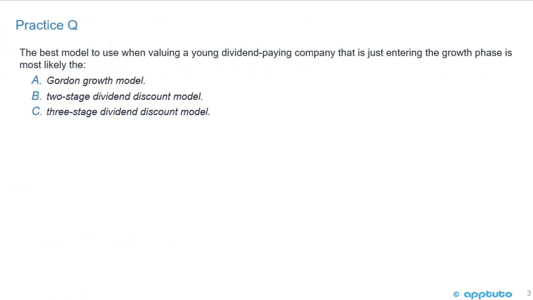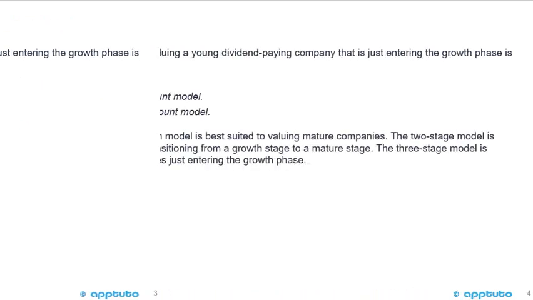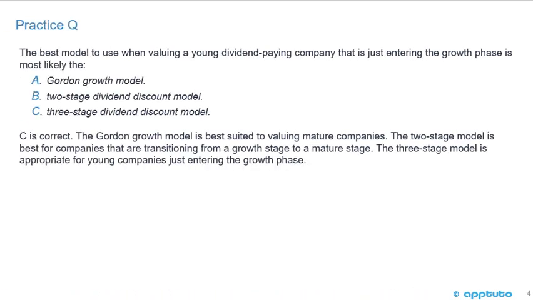So a quick practice question to check our understanding. The best model to use when valuing a young dividend-paying company that is just entering the growth phase is most likely A, Gordon growth model; B, 2-stage dividend discount model; or C, 3-stage dividend discount model. C is correct. So a young dividend-paying company is just entering the growth phase. It's not transition or sustainable. So C is correct. It's the 3-stage dividend discount model.